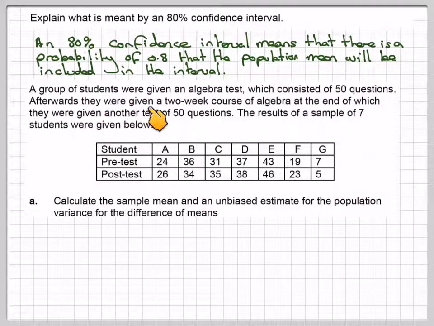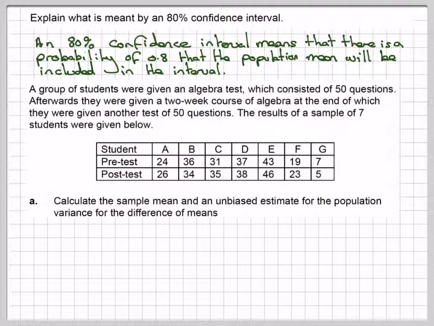A group of students were given an algebra test which consists of 50 questions. Afterwards they were given a 2-week course of algebra, at the end of which they were given another test of 50 questions. The results of the sample of the 7 students were given below. So we've got 7 students here. These were their pre-test scores and these were their post-test scores. First of all, calculate the sample mean and an unbiased estimate for the population variance of the difference of means.